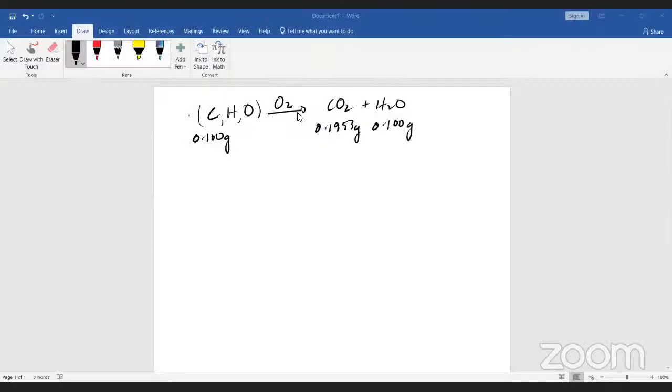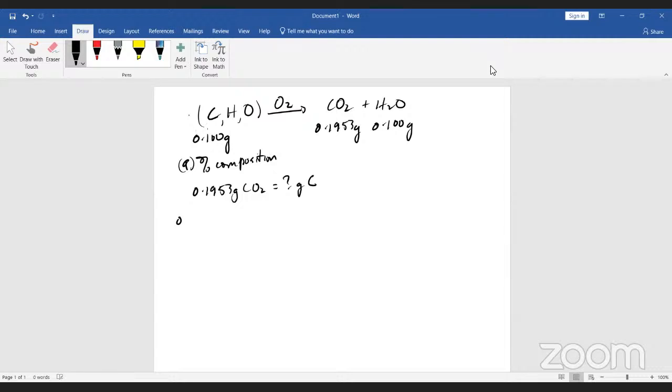Okay. All right, so this is basically what you're given. And the first part, A, you're asked to find the percent composition of each element. So how are we going to do that? Well, as I said before, if we know the mass of carbon present in the carbon dioxide produced, that would be equal to the mass of carbon present in the original organic compound. So I'm going to start off with the 0.1953 grams of CO2, and the aim is to find the mass in grams of carbon present.